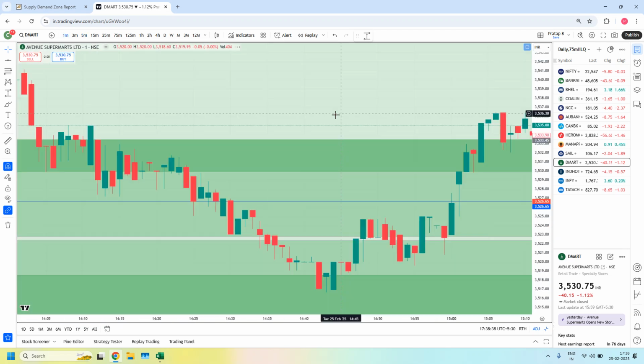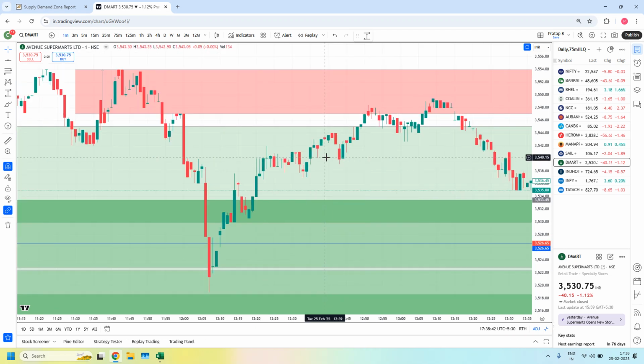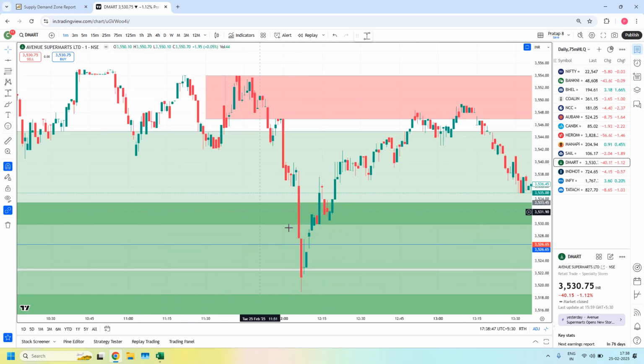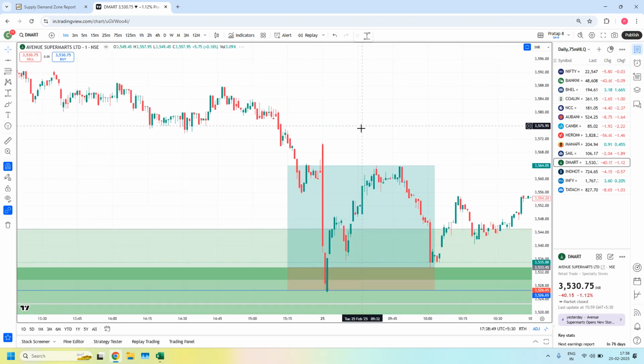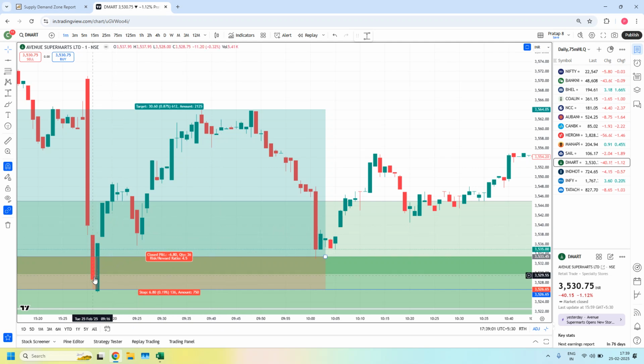Go to 1 minute. See, this is the morning 9:15 candle. And price did not enter into this zone. That means the next candle prices came. It's a perfect trade.